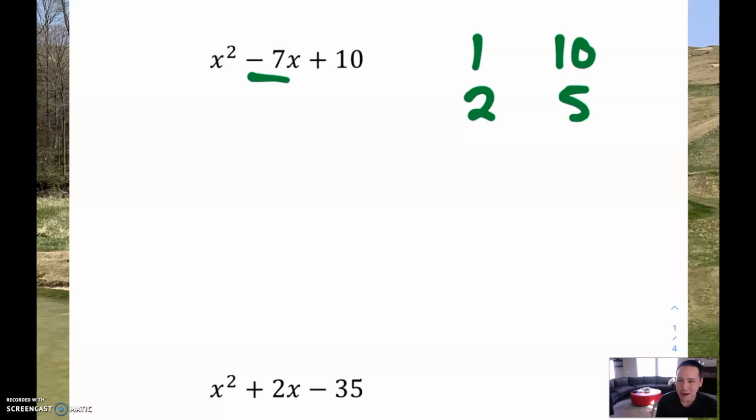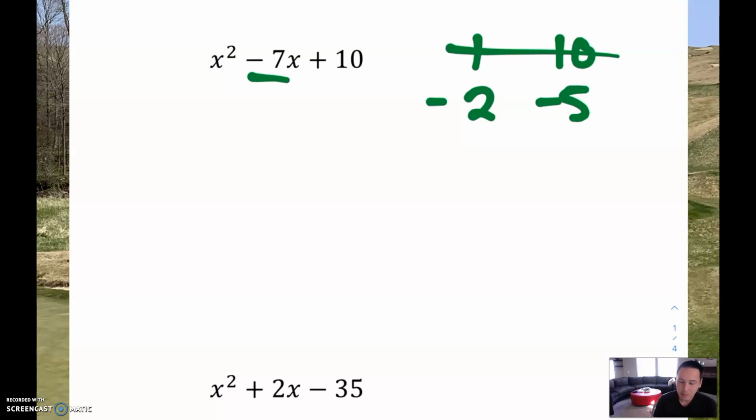Well, 1 and 10, if you add them, you get 11. If you subtract them, you get a 9. It won't be that one. But if you take 2 and 5, that makes a 7. That's the one we're looking for. But there's a little difference here. We want it to make a negative 7. So how could I combine these two to make a negative 7?